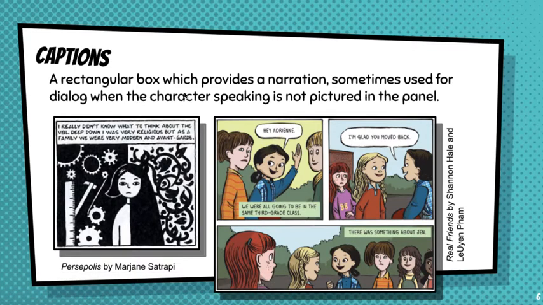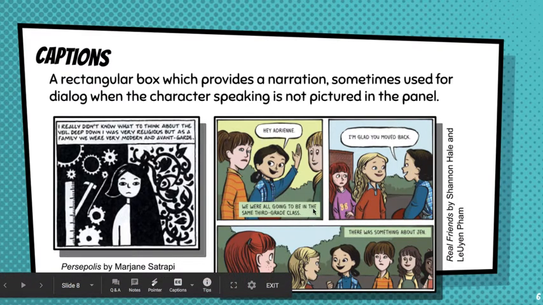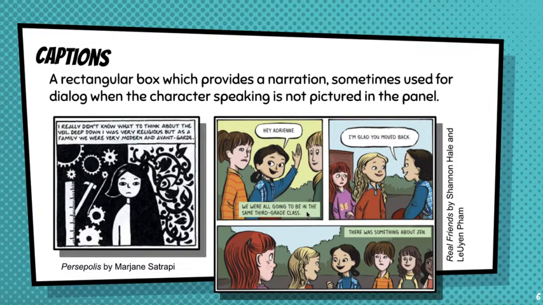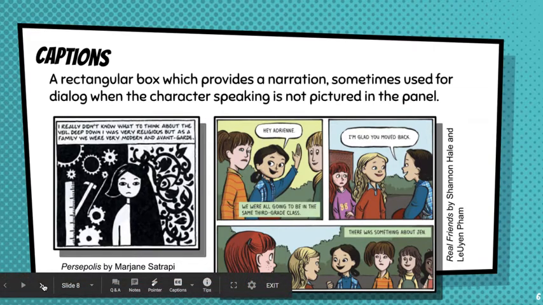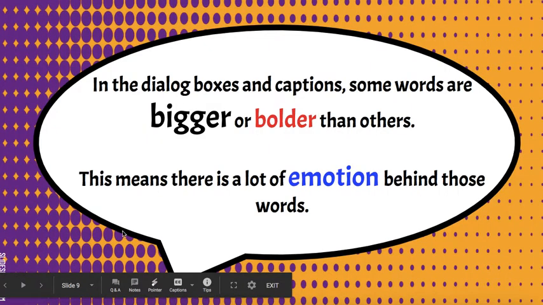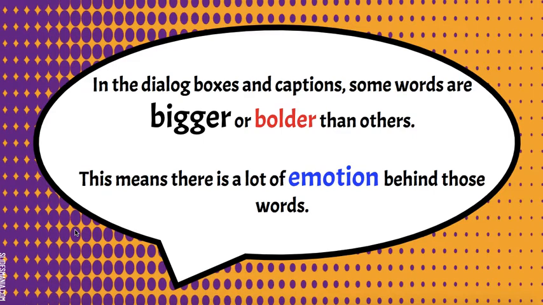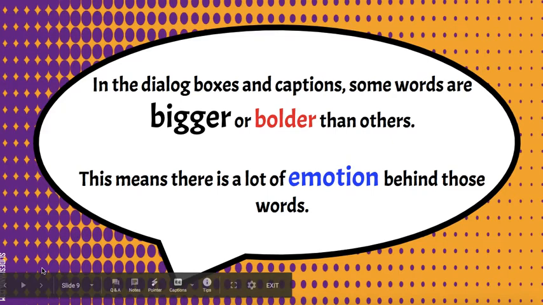Captions. They're rectangular boxes in a graphic novel that tell something about the story. Nobody is saying what is here in this box, but it helps you know what's going on in the story. So see the thought bubbles, but then this is a caption box. It just tells you background information. Now, in the dialogue boxes and the captions, some words are bigger or bolder than the others, and that means there is a lot of emotion in those words.